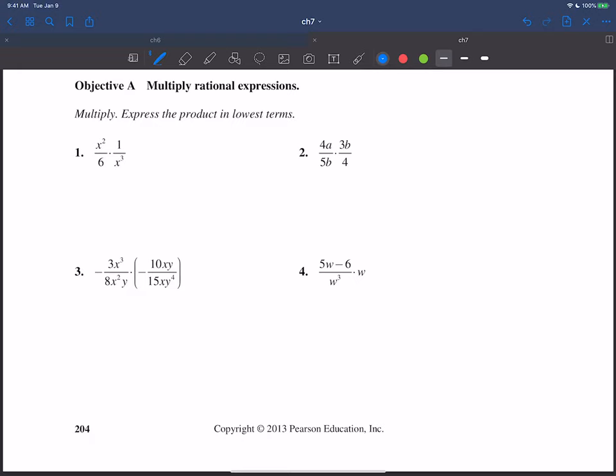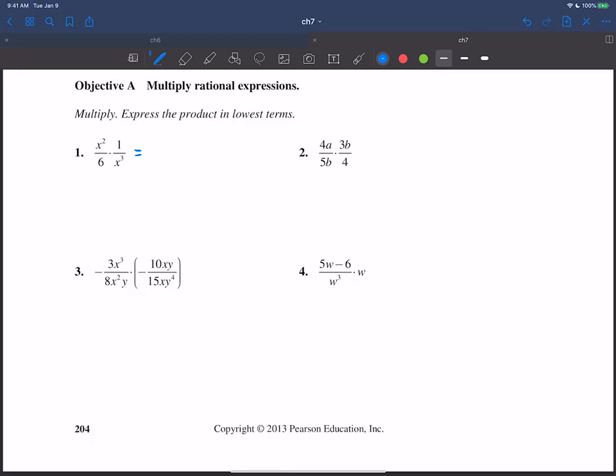Objective A, multiply rational expressions. Number 1, x squared over 6 times 1 over x cubed. To multiply two rational expressions, your goal is to cross out common factors from the top and the bottom. Let's do a simple demonstration using number 1.